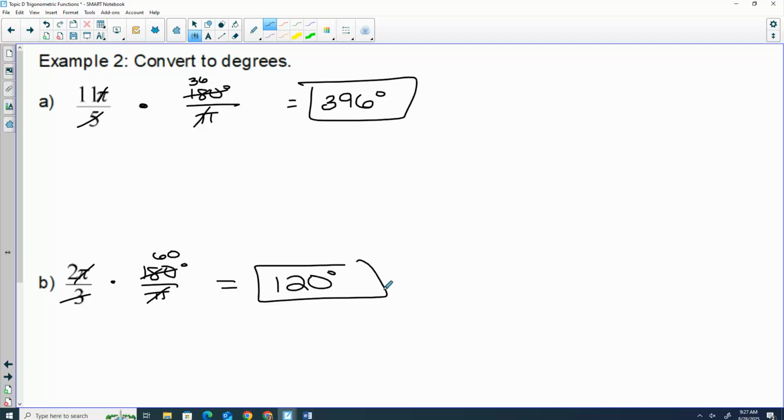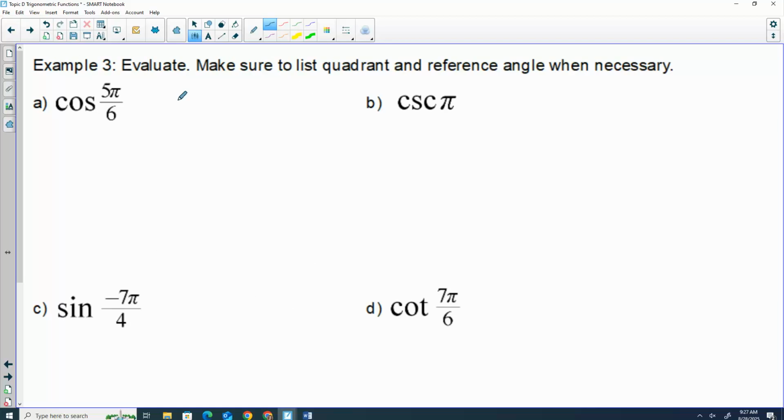Okay. Next thing that was really important and probably will continue to be the most important piece is just being able to evaluate our trig functions. Let's say I give you this.